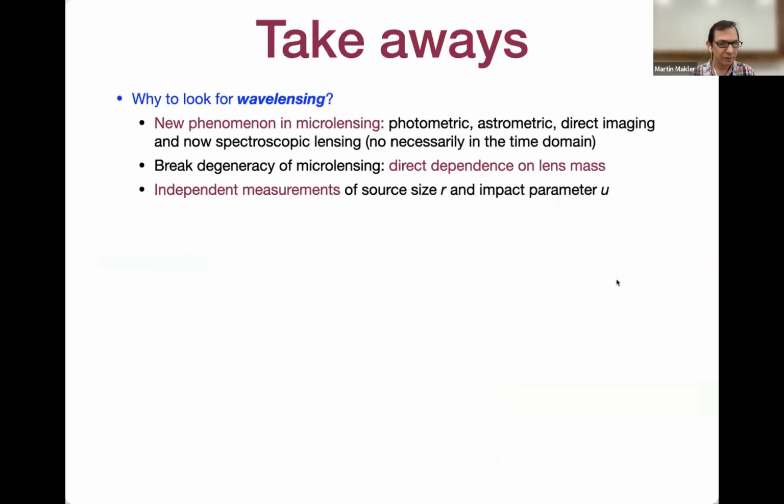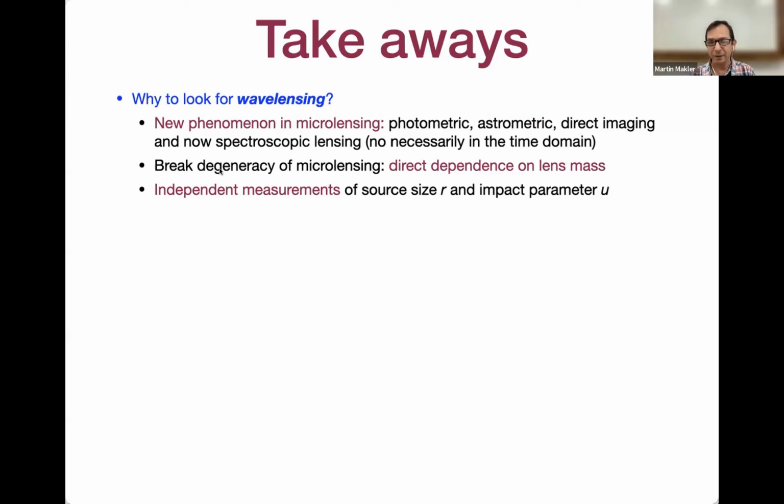So what are the takeaways? There is a new phenomenon that we refer to as wavelensing. We know that photometric microlensing light curves have been seen for decades. More recently, astrometric microlensing, direct imaging. And there is this sort of new regime that has been talked about, mainly thinking about primordial black holes in gamma rays, but that could be extended to different wavelengths and looked for.